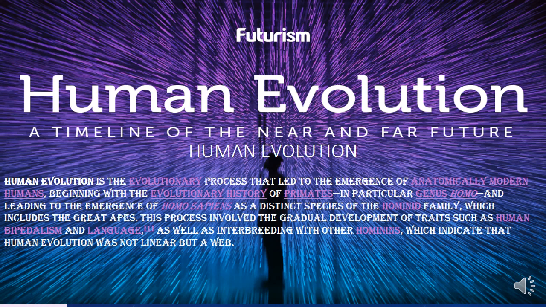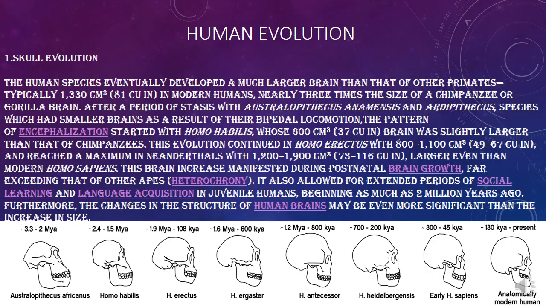Human evolution. A timeline of the near and far future. First, skull evolution. The human species eventually developed a much larger brain than that of other primates, typically 1,330 cm³ in modern humans, nearly three times the size of a chimpanzee or gorilla brain.